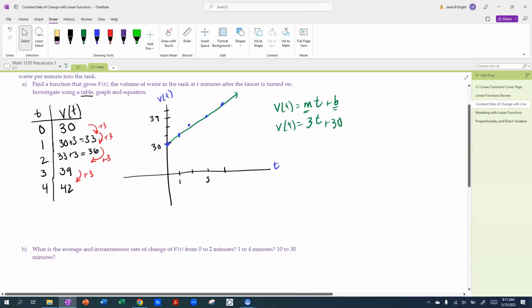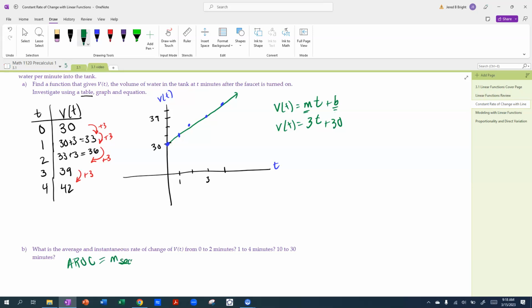So if we've answered part A, as an extension, part B is asking about the average and instantaneous rate of change. That might take a little bit of dusting off the cobwebs, but go back and review as needed for these two concepts. Average rate of change, previously when we studied it, we said it was the slope of the secant line.